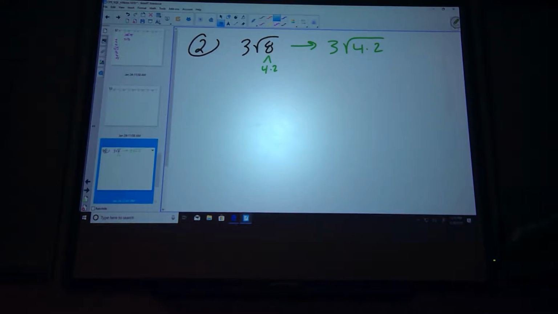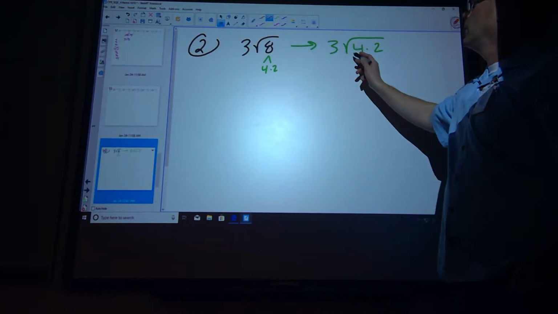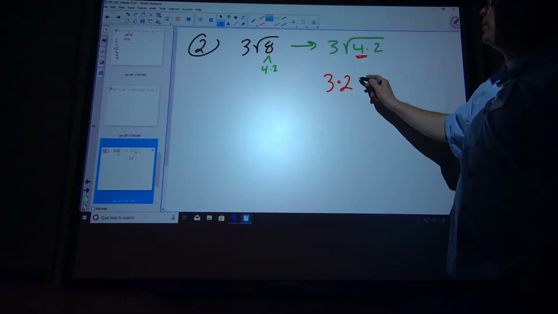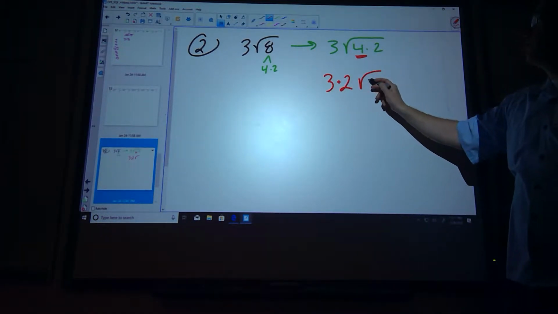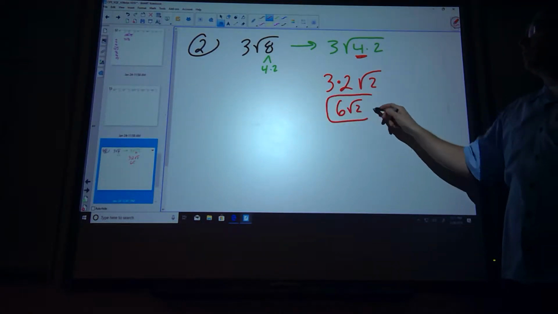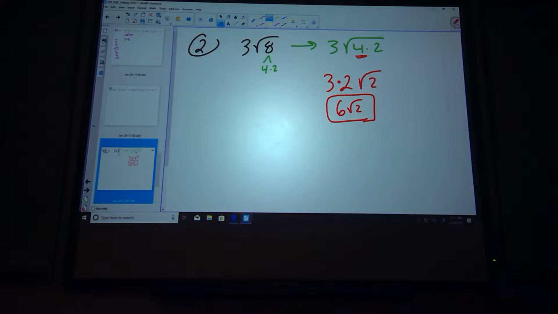So what's the square root of 4? 2. So that means I have outside 3 times 2 now. And what do I have left still behind? 2. And then 3 times 2 is 6. So we get 6 square root 2, right? Cool. What else did you see on last night's assignment?